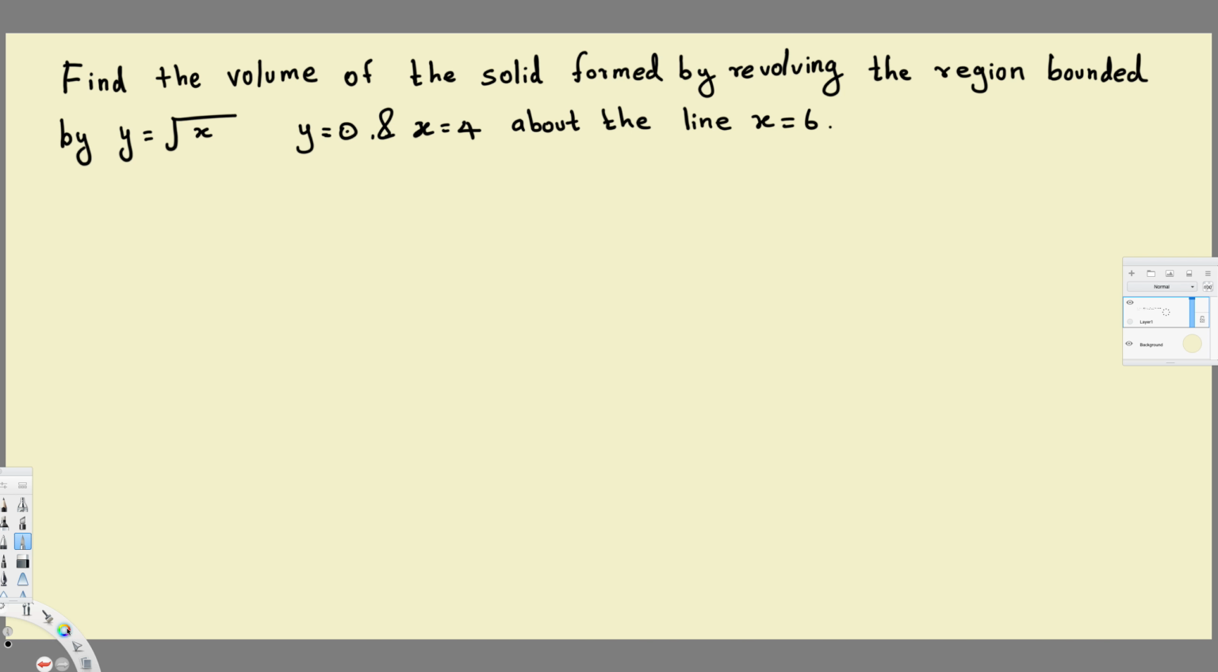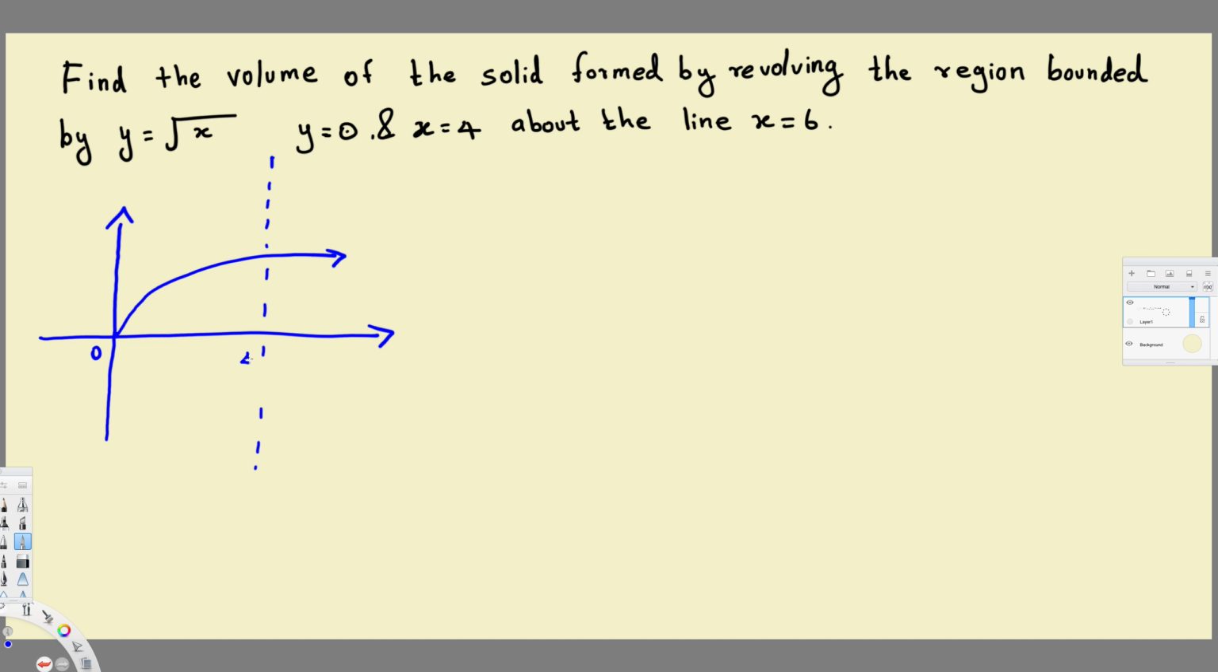So first of all, we have to draw the graph for this one. We have y equals root x. If you draw the graph for that, it's going to look like this. We know the root x graph looks like this, right? So this is the root x graph, and then y equals 0, and x equals 4. So x equals 4 is going to be a line like this, and let's say this is 4.